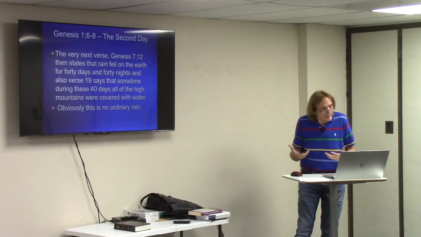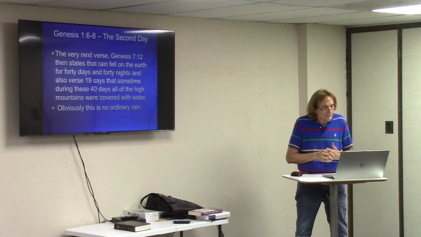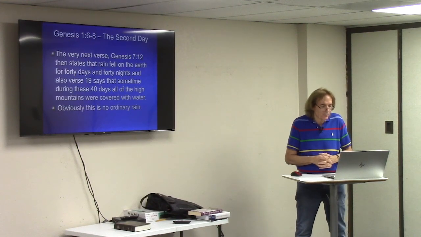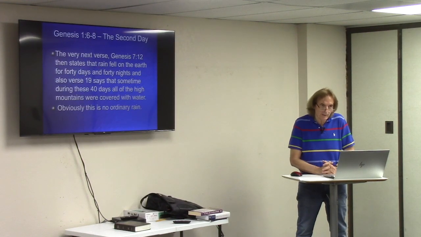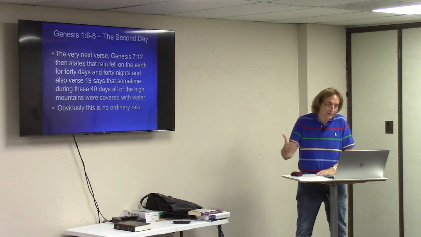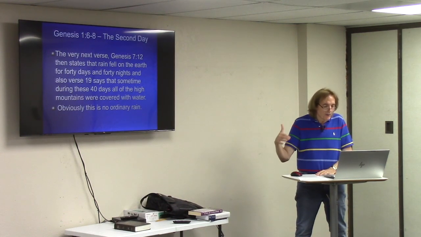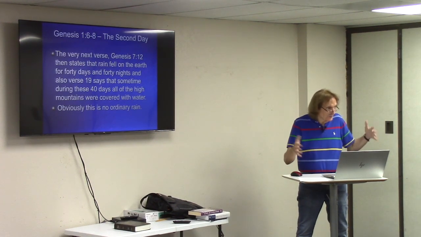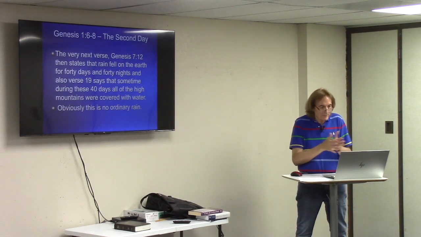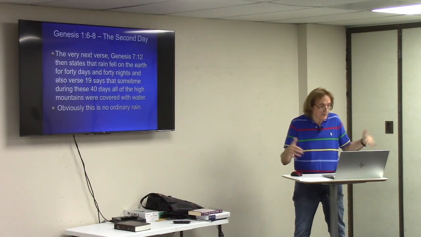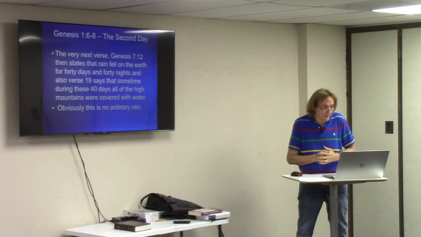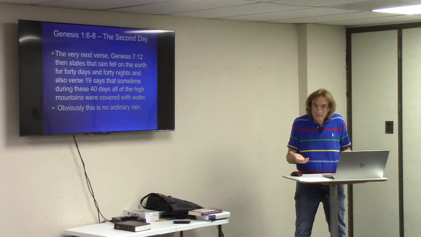And then furthermore, the very next verse of Genesis 7, in verse 12, then states that rain fell on the earth for 40 days and 40 nights. And also verse 19 says that sometime during these 40 days, all of the high mountains were covered by water. We're not sure exactly in this 40 days when that occurs, but sometime during that 40-day period, that's when the mountains are completely covered and the entire surface of the earth is completely covered by water.